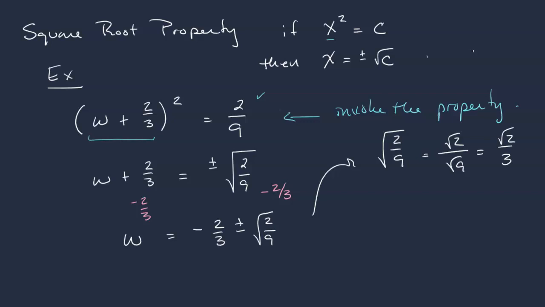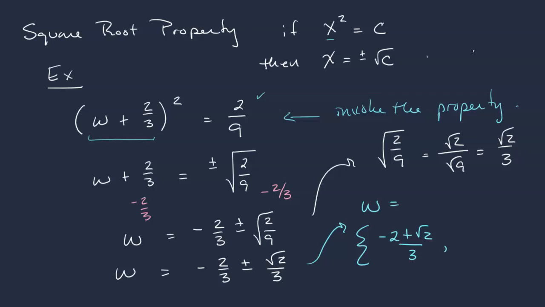So what we really end up with then is w is equivalent to negative 2/3 plus or minus the square root of 2/3, and we can write that finally as the solution sets for w are negative 2 plus root 2/3 and negative 2 minus root 2/3.